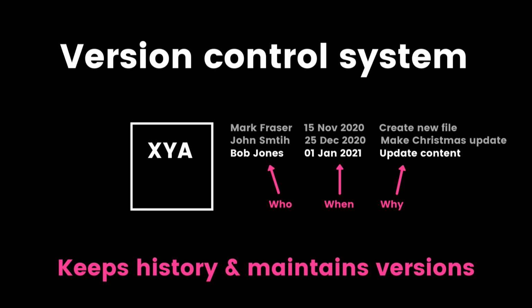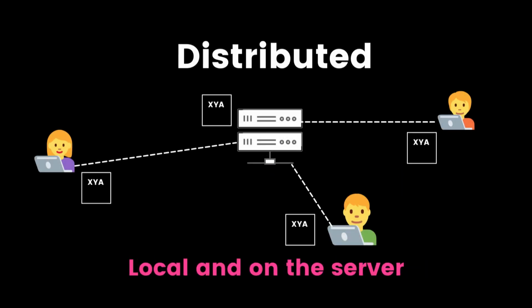Now this also means that because you have these different versions of a particular file, if the latest version is not what you want or not what you expected, you can roll back to a previous version which might work better. Now, what is distributed?